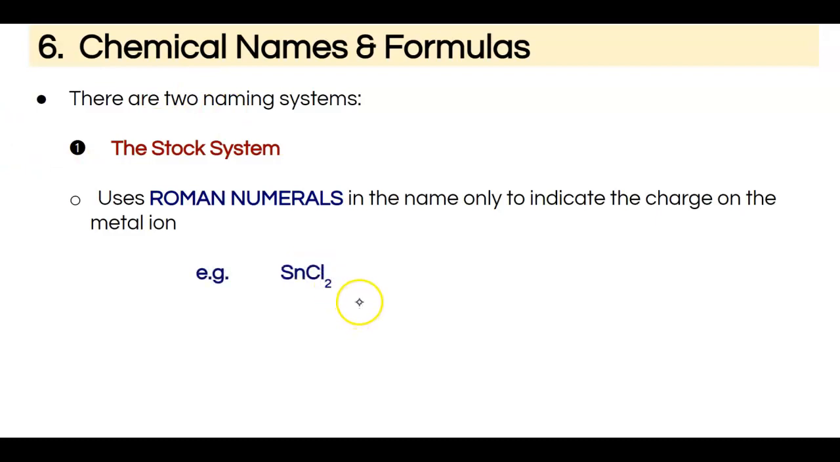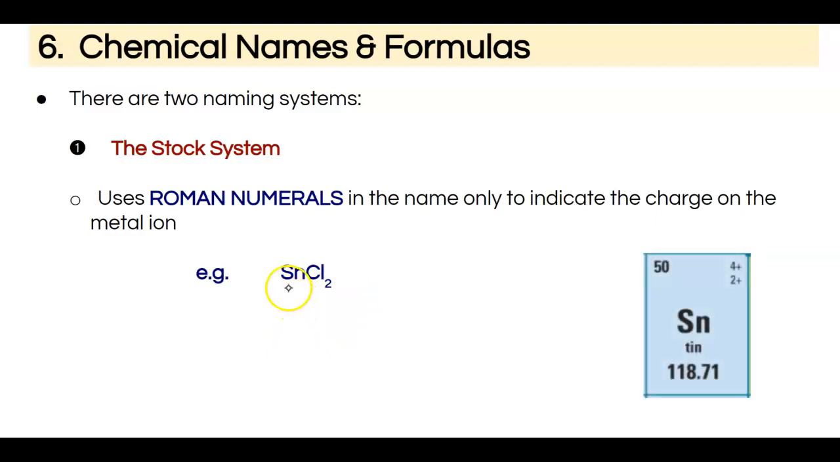Okay, so for instance, when I look at this compound here, I know right away there's a special rule. I'm going to have to use the naming rules for multivalent metals because tin is multivalent. It has 2 charges. I can't just call that tin chloride. That would be wrong.